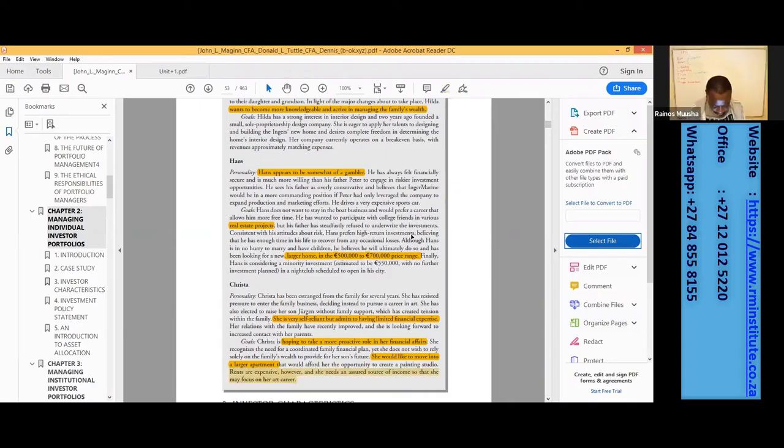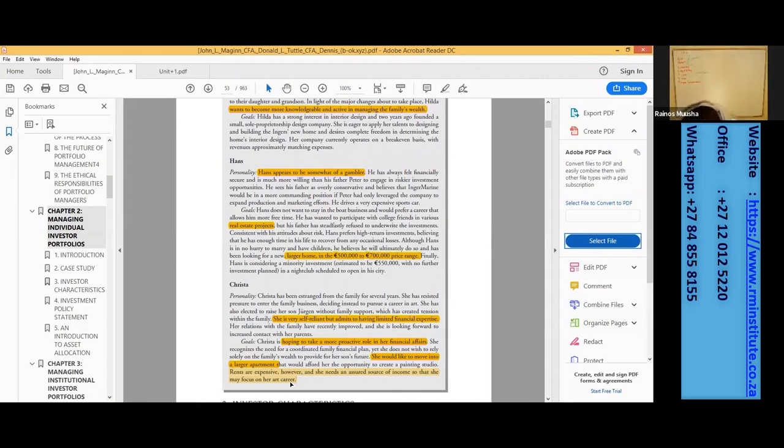Determining a personality type, if you check on this information, they say rents are expensive. However, she needs an assured source of income so that she may focus on her art career. So she's not really that keen on being that heavily involved in the company affairs or the business affairs. But at the same time, she's very much concerned about being able to have an assured source of income. Hence, she wants to be pursuing her art career as well.